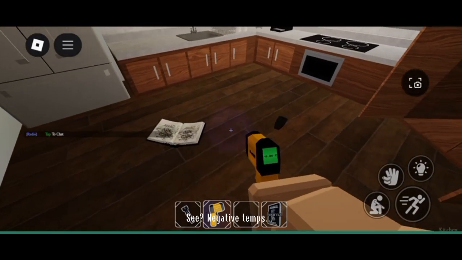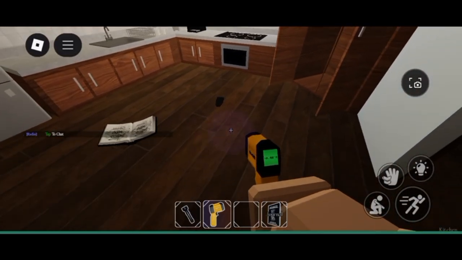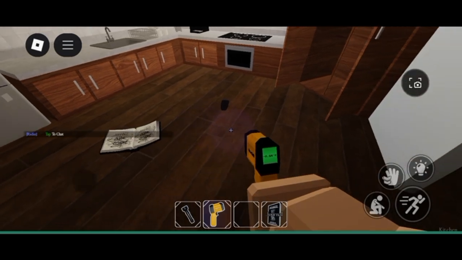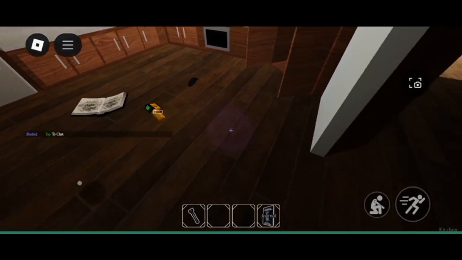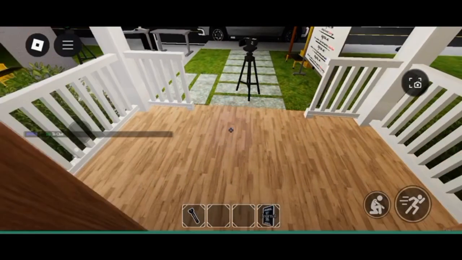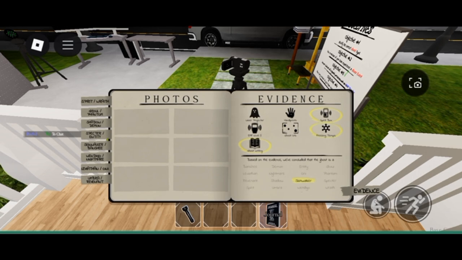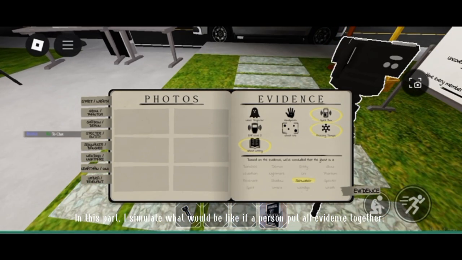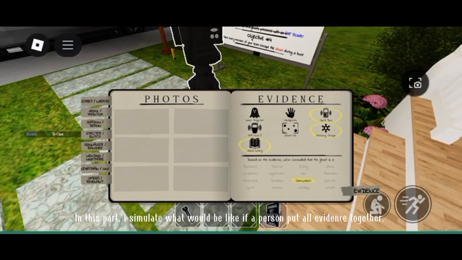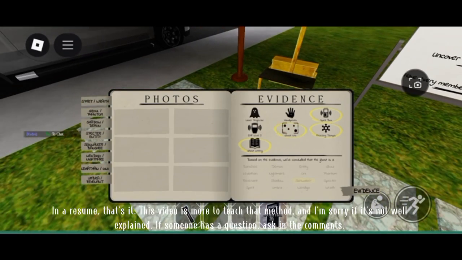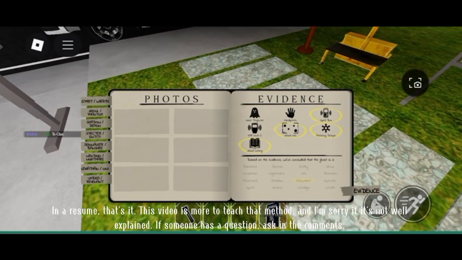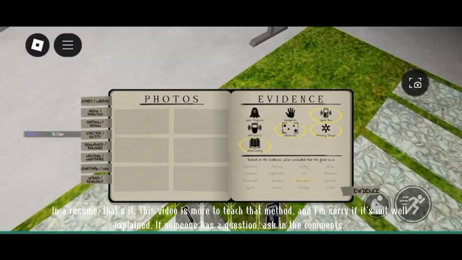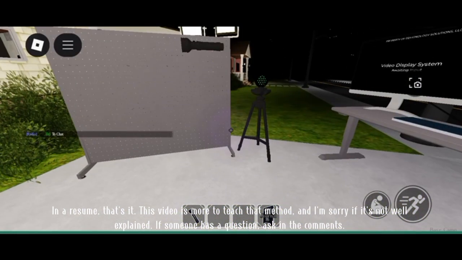See, negative tongue. In this part, I simulate what it would be like if a person put all evidence together. In a nutshell, that's it. This video is more to teach that method, and I'm sorry if it's not well explained. If someone has a question, ask in the comments.